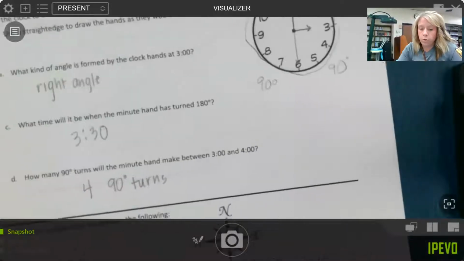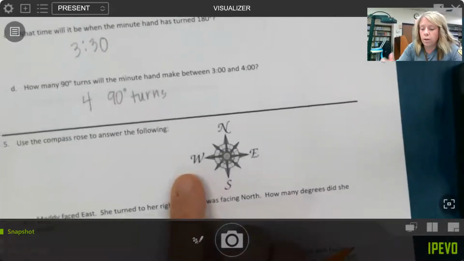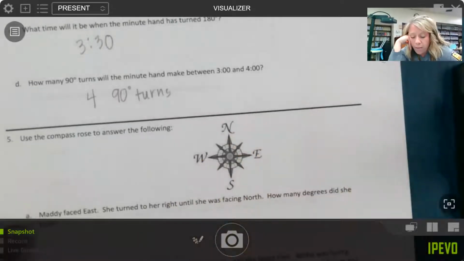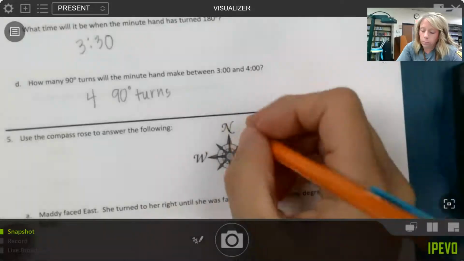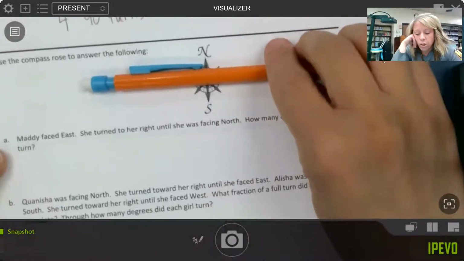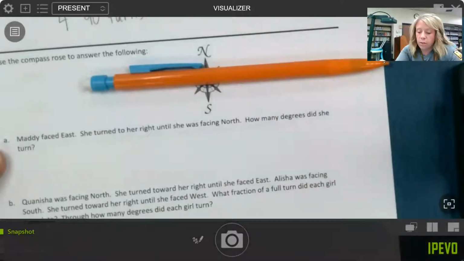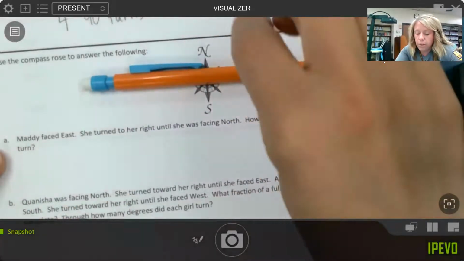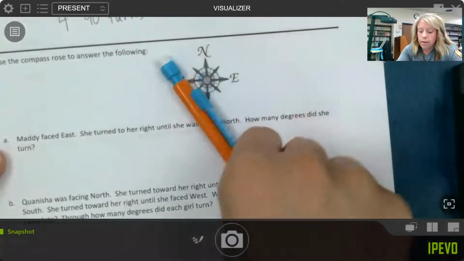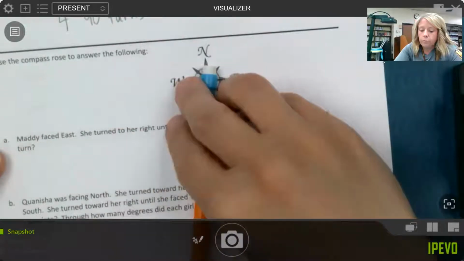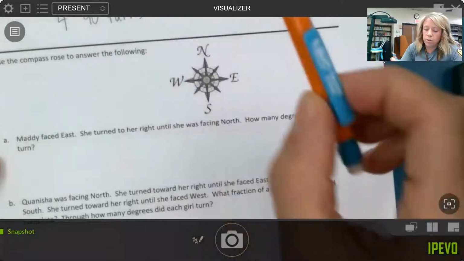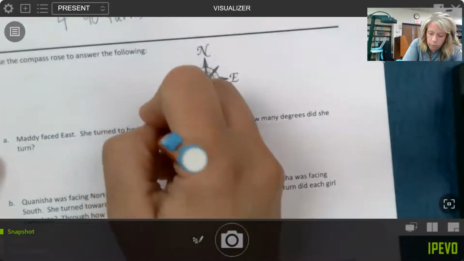Use the compass rose, which is right here. It tells us the directions, north, east, south, and west. Maddie faced east. She turned to her right until she was facing north. How many degrees did she turn? So if this is Maddie, she turns 90, she's facing south. 180, she's facing west. 270, she's facing north. 270 degrees.